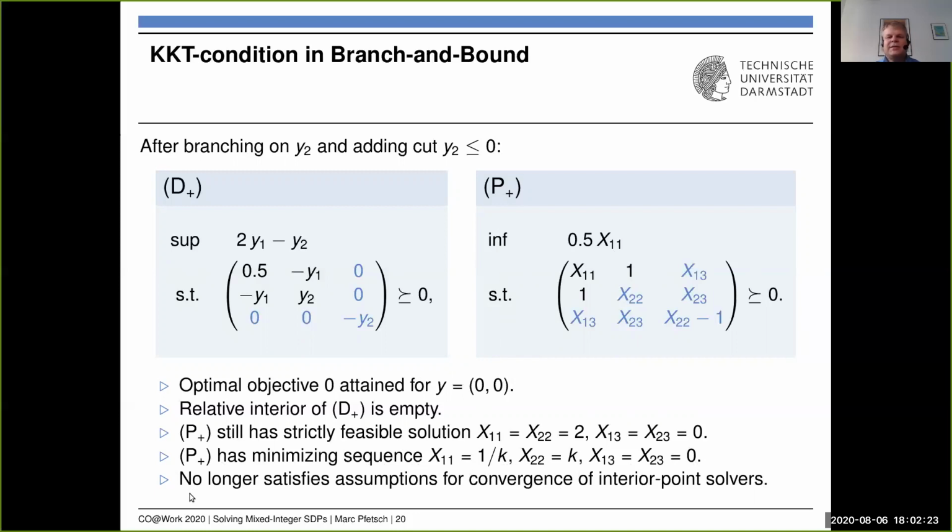And this means that it does not have a KKT point. It only has a sequence that converges to the optimum. So it cannot have a KKT point. And this means that it does not satisfy the assumptions for convergence of interior point methods. And this means you can run into algorithmic trouble by solving such a problem with branch and bound.